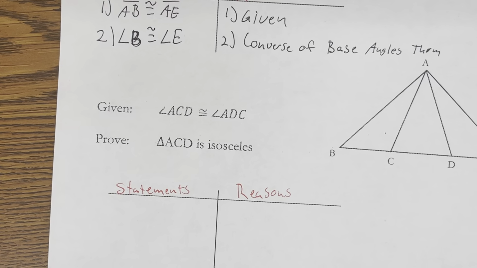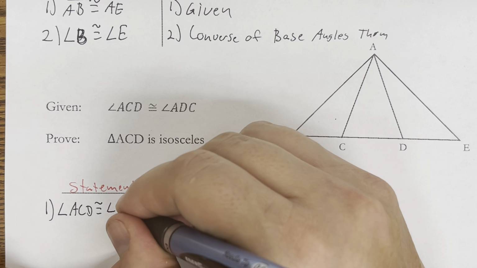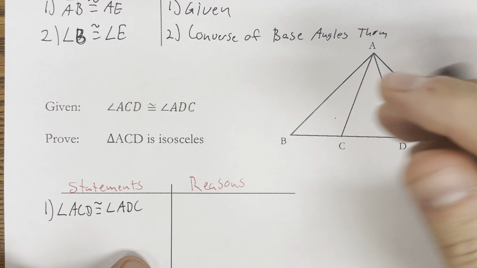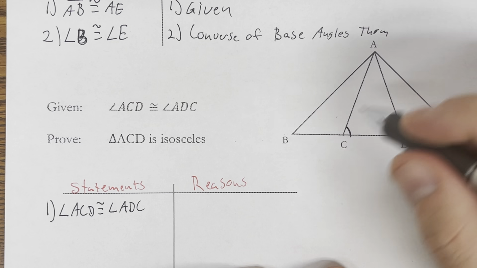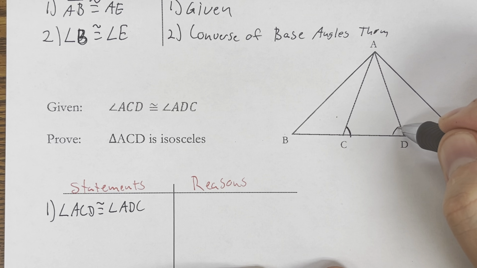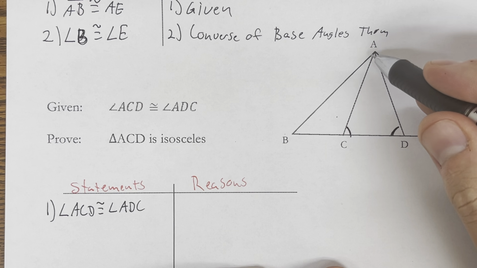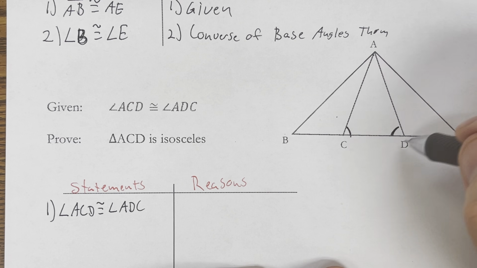And lastly, we're supposed to prove that the triangle is isosceles. It's going to take 3 steps. So step 1, use our given. Angle ACD is congruent to angle ADC. So I need to mark that. ACD congruent to ADC, congruent. We need to prove that ACD is isosceles, so this little piece in between.